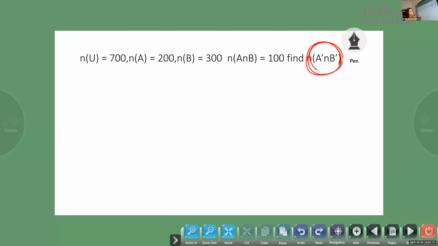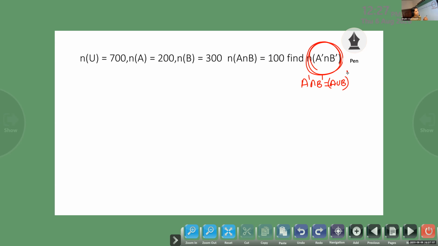Yesterday we learned something related to this. What is A dash intersection B dash? Can you recall it? A union B the whole dash. Very good. A dash intersection B dash is the same as A union B the whole dash. What is the name of this law? De Morgan's law. We call this De Morgan's law.